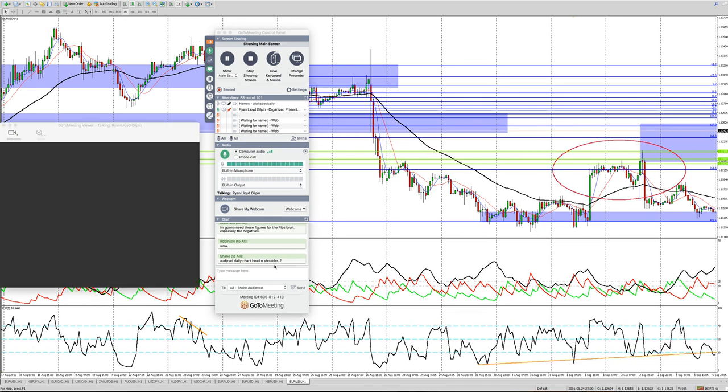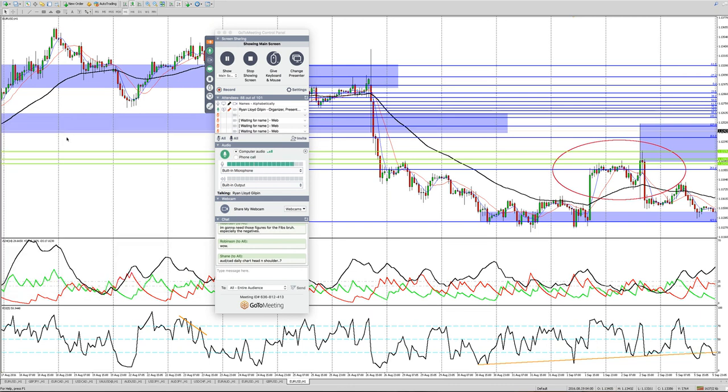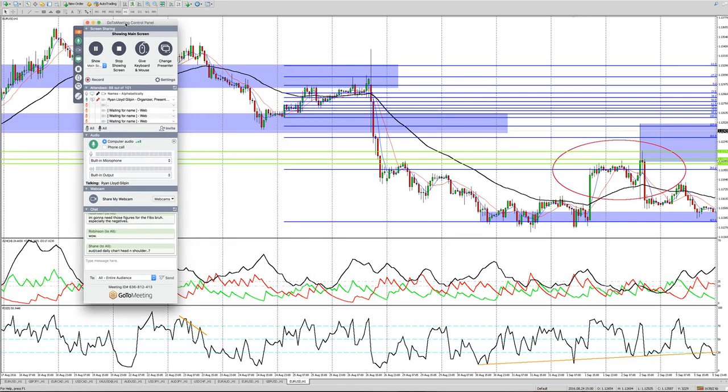AUD CAD daily chart, head and shoulders. I don't trade AUD CAD. But give me a second. I'm gonna go look at GJ.